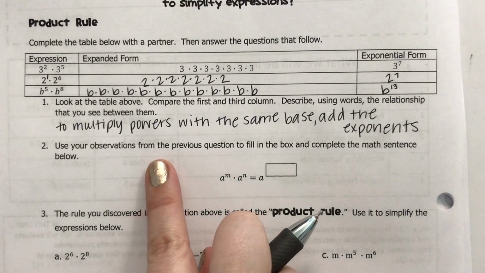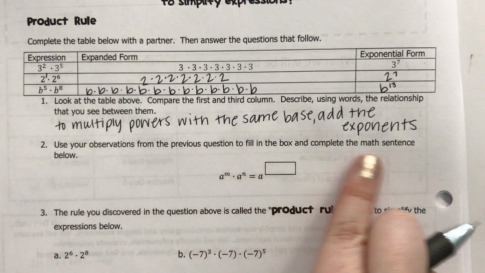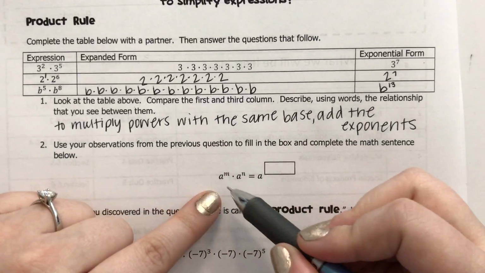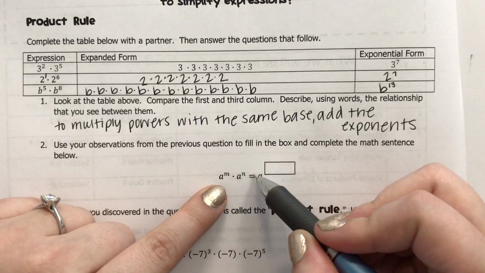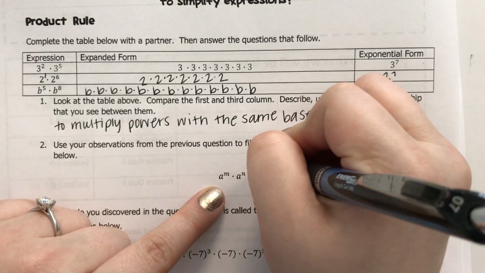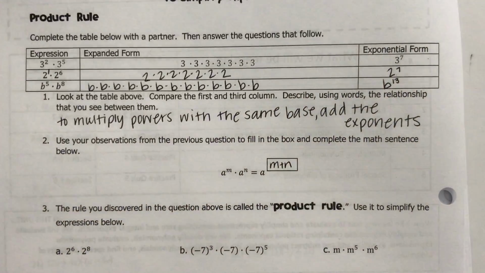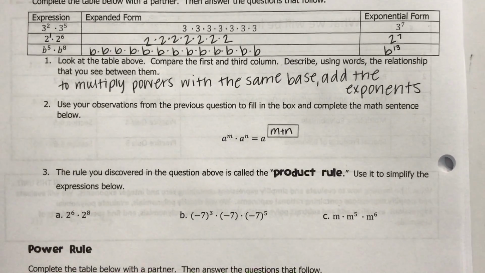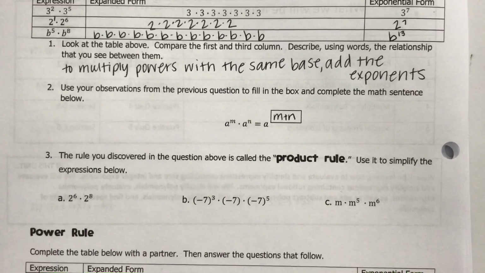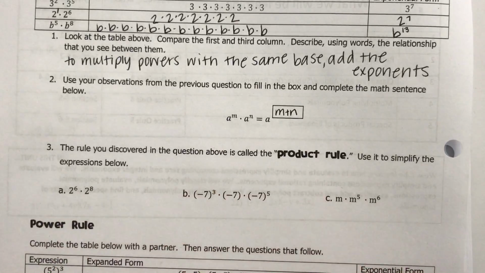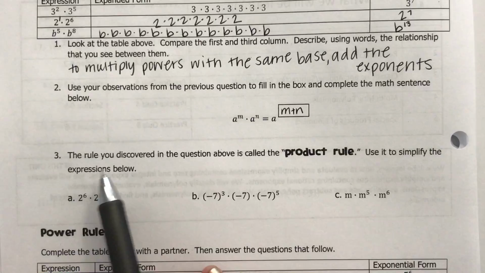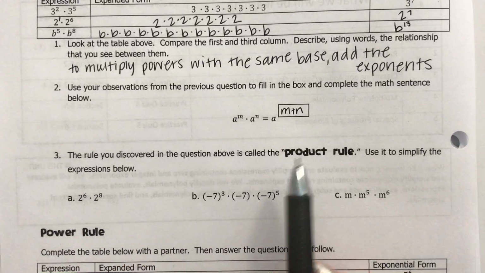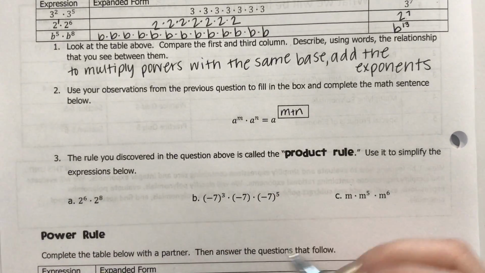Use your observations from the previous question to fill in the box and complete the math sentence below. If I have a to the m power times a to the n power, I'm going to add these two powers together, and that is my solution: a to the m plus n. Okay? So let's do some of these together and see if we can figure it out without using a long table like this. The rule you discovered in the question above is called the product rule. Use it to simplify the expressions below.